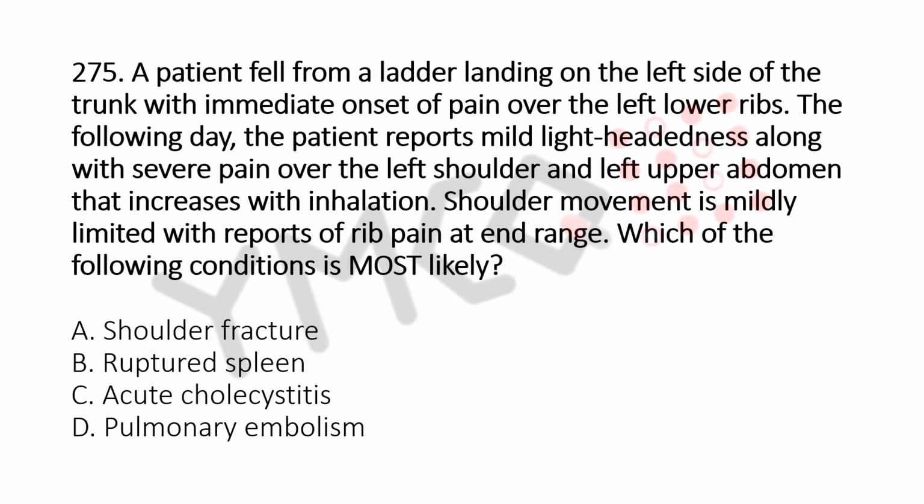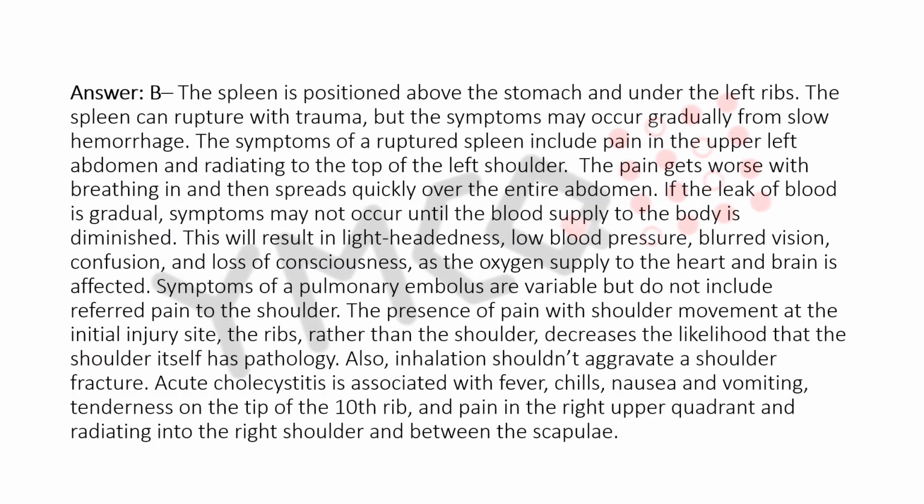Option A, shoulder fracture. Option B, ruptured spleen. Option C, acute cholecystitis. Option D, pulmonary embolism. And the answer is Option B, ruptured spleen. Explanation for this question is, the spleen is positioned above the stomach and under the left ribs.